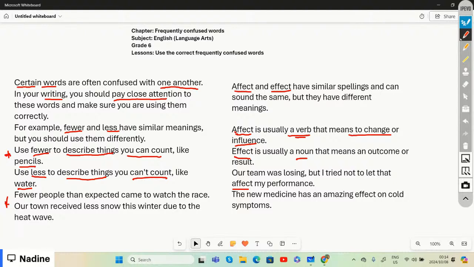And if we use the word effect, the new medicine has an amazing effect, the outcome that it has on cold symptoms. And that is basically the difference in how we can use these words. Because remember, we use the same word, frequently confused words.